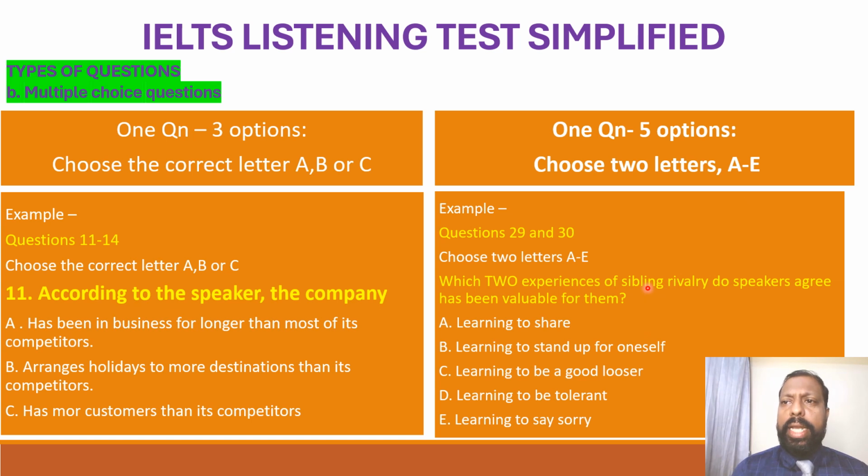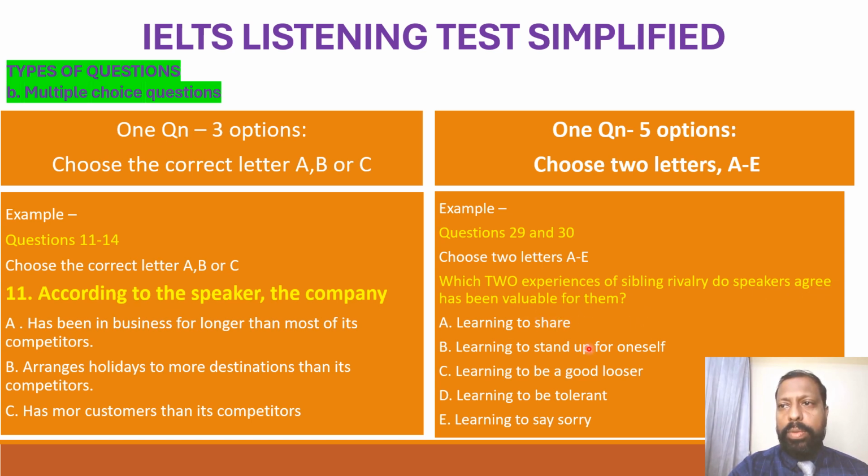Now coming to the next one, the next type of MCQs would be 1 question and 5 options. And you need to choose 2 letters from letter options A, B, C, D, and E. Example, questions 29 to 30. Choose 2 letters A to E. Which two experiences, so you look at this as two experiences. So your duty is to identify two experiences of sibling rivalry the speakers agree have been valuable for them.